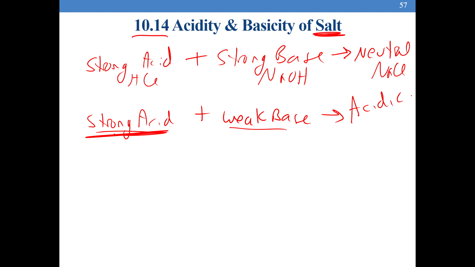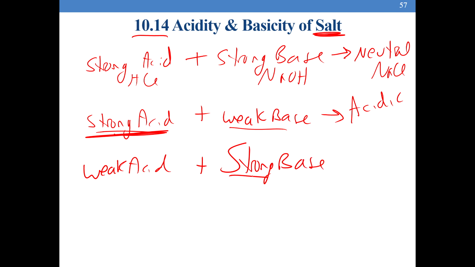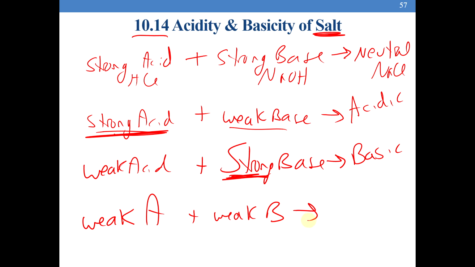Okay? Let's do the opposite. Weak acid, you should be able to predict the result, plus a strong base. So not a very strong acid, it's a weak acid. You're heavy in the base territory. It's going to produce a basic salt. Okay? And ultimately, if they were both weak, if you had a weak A plus weak B, you can't tell.